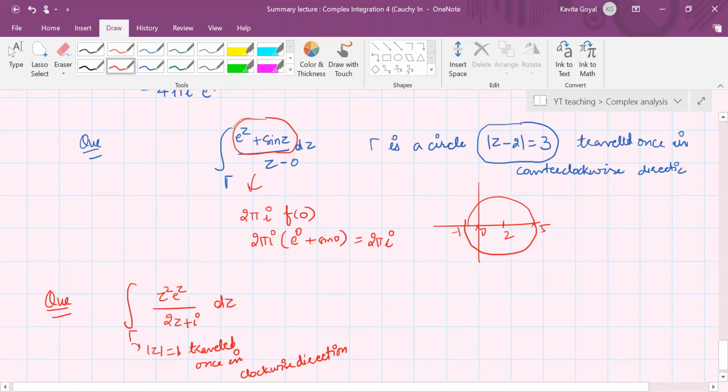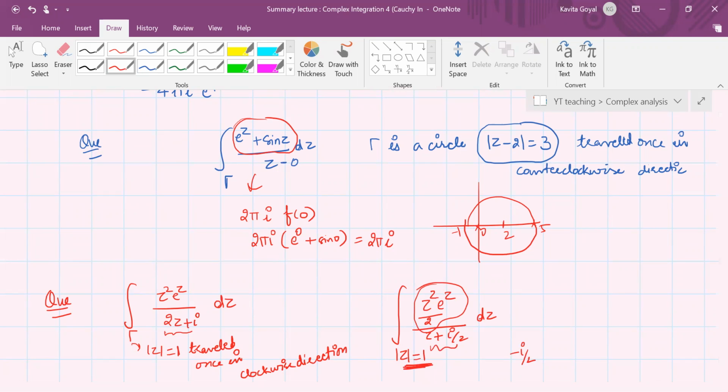Right? So here you have to make it in that form. Here you have 2z plus iota, you just take 2 common. So this is z square e raised power z by 2 divided by z plus iota by 2, right? Now this function is analytic everywhere, so you don't have to worry. And this point minus iota by 2 is inside the circle.